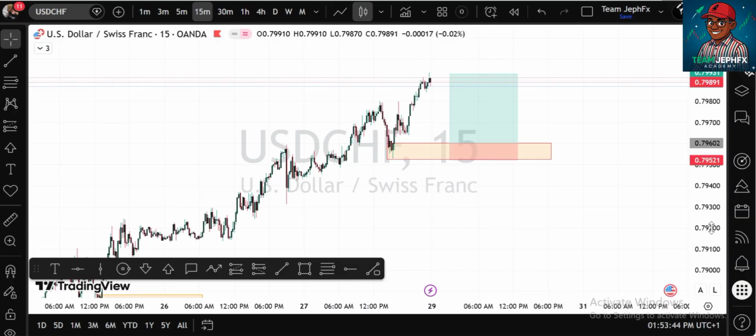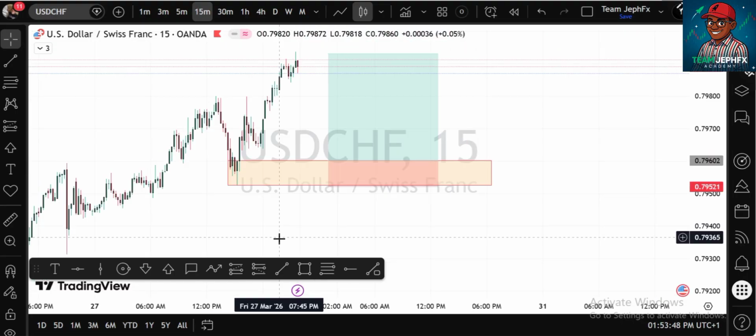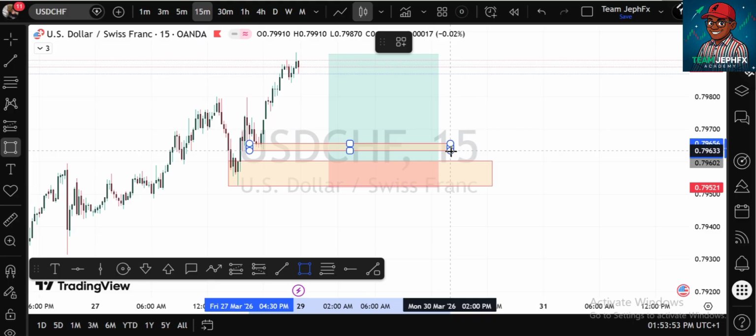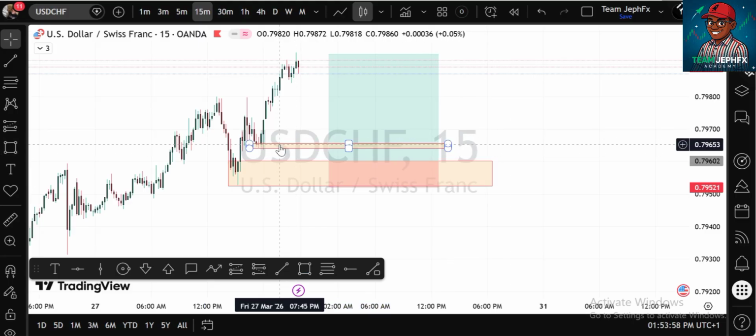Now, someone would have said, why not trade somewhere around here for my buy? Because some people who like to trade double bottoms would have said let them take somewhere here for their buy. But that place can be a liquidity sweep, so I'm not going to take any trades there. I'll just maintain my other block here.